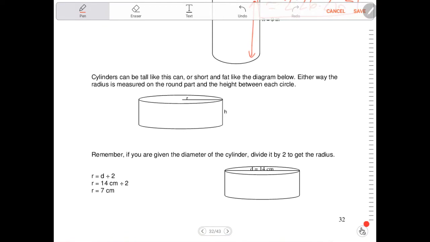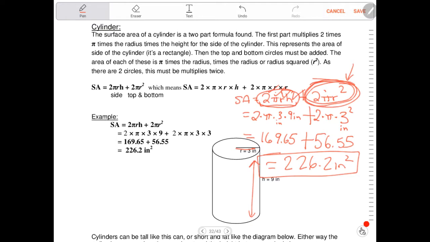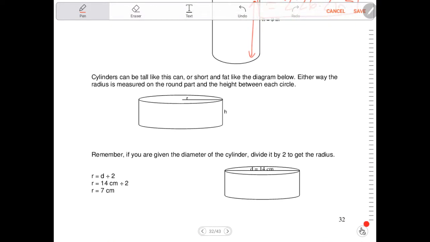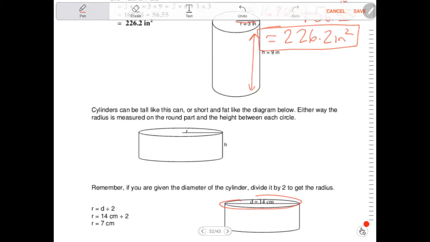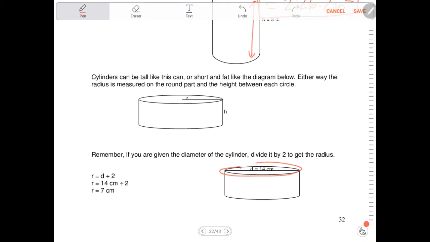The only difference here, I just wanted to show you, if you look at this, this is a cylinder or a pop can. Sometimes they will give you the diameter, because you can see here in the formula, the overall formula uses R, or radius. So just make sure that whatever the formula looks like, you're going to have to use the radius value, and the radius is 7 centimeters. Or in other words, it's just half of the diameter.